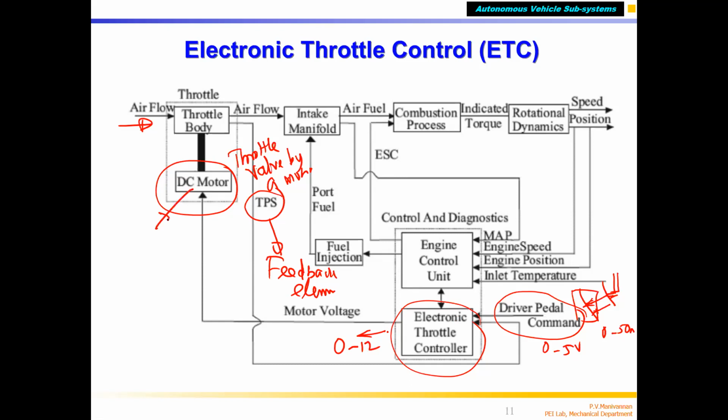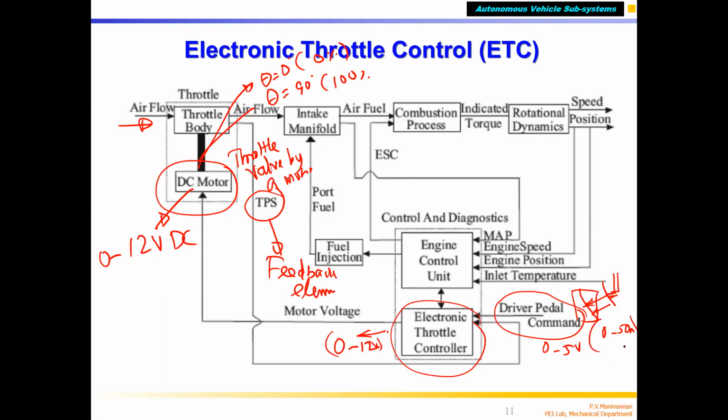For example, this motor is a 12 volt DC motor, correct? So this 0 to 5 volts is converted to 0 to 12 volts, which in turn will open the throttle body. What happens when I give 0 volts? Throttle is 0 degree, theta is 0 degree, correct? When the motor gets 12 volts, theta will be 90 degrees, fully open. This is 100% throttle. This is 0% throttle.